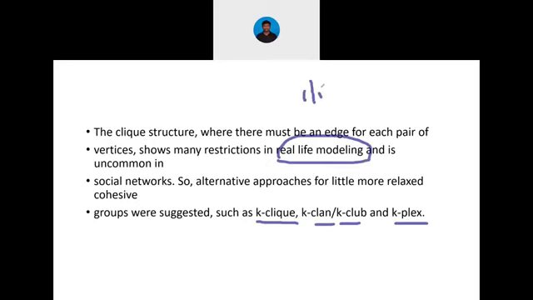What I said about the definition of clique: a clique is nothing but a complete graph, right? What does complete graph mean? Each and every node in the particular subgraph communicates with each other. It is not really possible in real life modeling. We couldn't reach each and every node in the real life modeling of a social network, and hence I am going for K-clique, K-clan, K-club and K-plex.